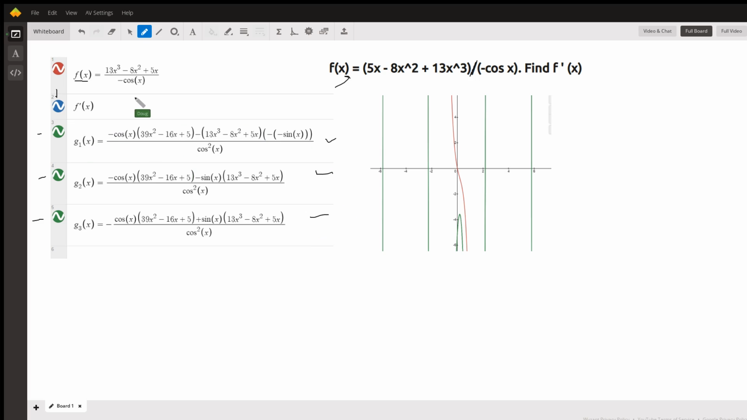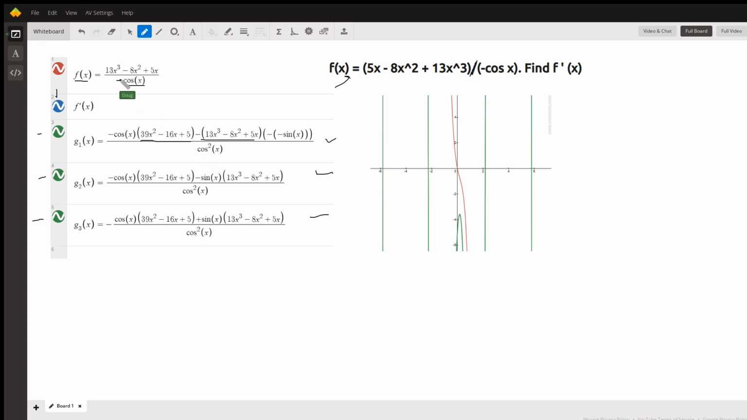Now, how did I do that? Quotient rule: denominator times the derivative of the numerator. That's what this is, the derivative of the numerator right there, minus the numerator times the derivative of the denominator. The derivative of the denominator, well, is minus whatever the derivative of cosine x is. Well, that's minus sine of x. Okay. Over the denominator squared.